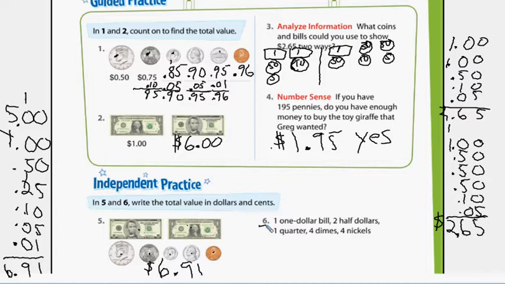Okay, number 6, you're going to do that one on your own. It's written in word form, so you need to figure out what a dollar bill, 2 half dollars, 1 quarter, 4 dimes, and 4 nickels is, and you have your little chart that we put inside our composition book, so you can see how to do that. Let's go ahead and look at the next page. Turn the page over. I'm going to make this a little bit bigger, see if that works.